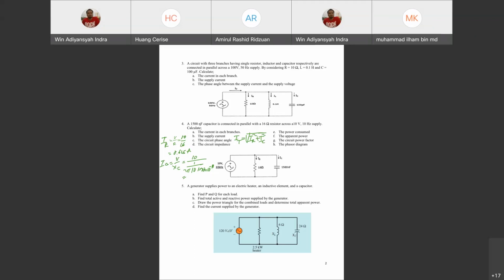C, circuit phase angle. Inverse tangent, like just now. Since we have only a capacitor and a resistor, this one is IC over IR. Don't forget, in this case use radian instead of degree. Radian.